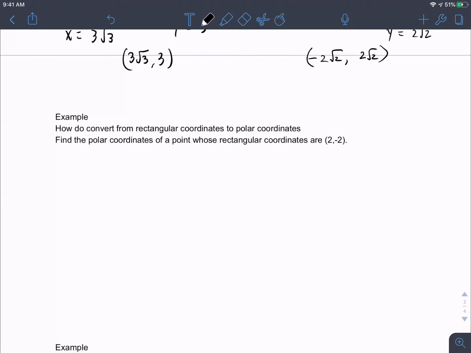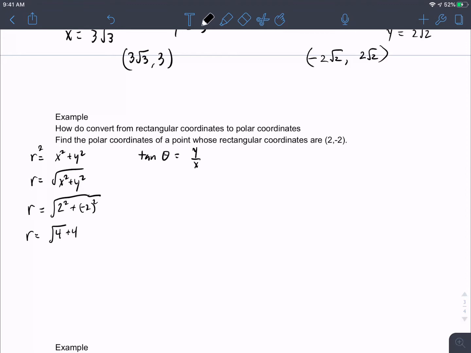So one of the things that we need to know is that r squared is equal to x squared plus y squared, right? That's the equation of a circle. And we could think of it as r equals the square root of x squared plus y squared. And we also need to know that tangent of theta is equal to y over x. This is something we saw in chapter 4 that you should be able to recall. So to find the radius, we know what our x is. Our x is 2, so when we square that, and then negative 2 for y, and square that, we're going to get r is equal to 4 plus 4, or r is equal to the square root of 8, and that can clean up to be 2 radical 2.